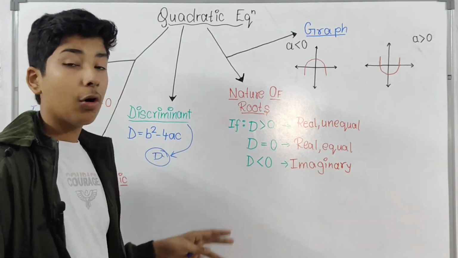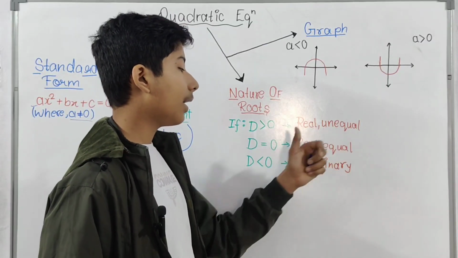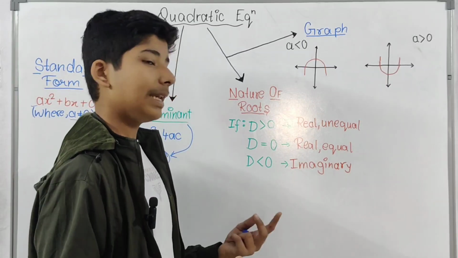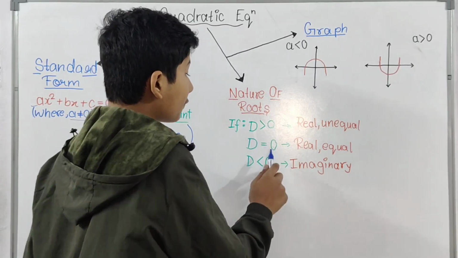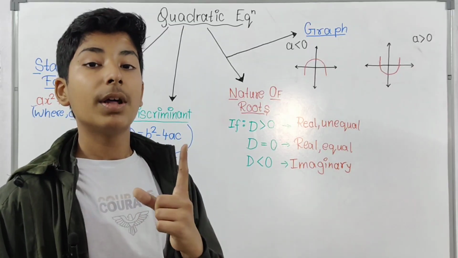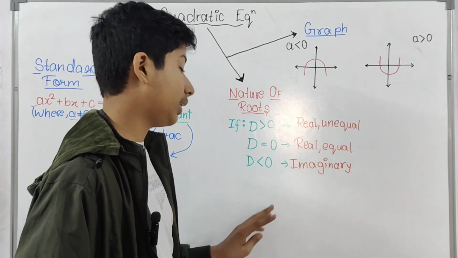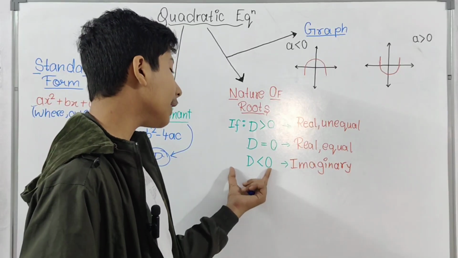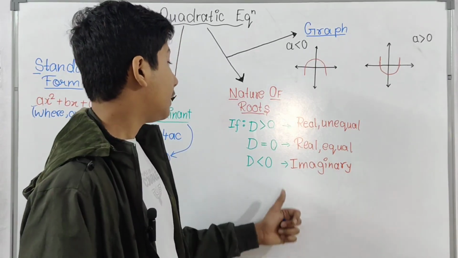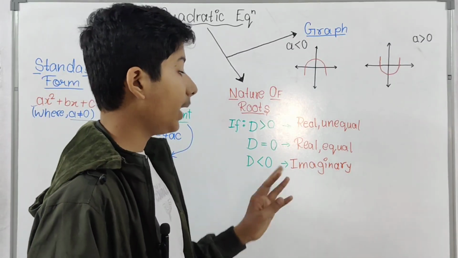If the value of D is positive, then the roots will be real and unequal, for example 1 and 2, or minus 1 and 2. If D is equal to 0, then there will be only one root, meaning the roots will be equal to each other. And if the value of D is negative, then there is no real solution, meaning the roots will be imaginary.